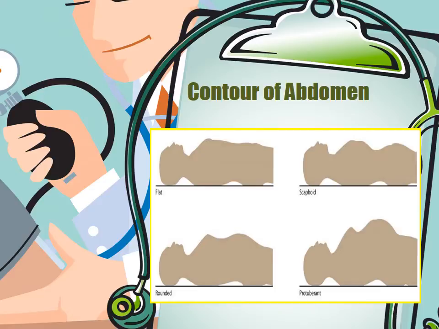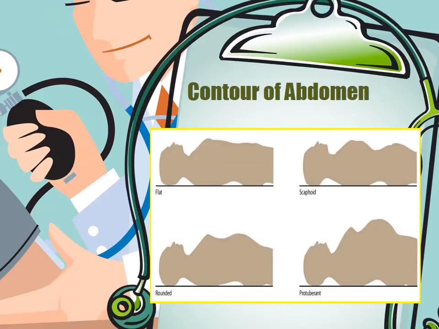So it might be nice and flat. Usually women that are pre-baby will have flatter stomachs. Women that have had babies may have more of a rounded stomach. Individuals as they age, getting that spare tire, may have more of a rounded stomach. Scaphoid, we see this in an individual that is very, very thin. We may see this in an individual that is very athletically fit.